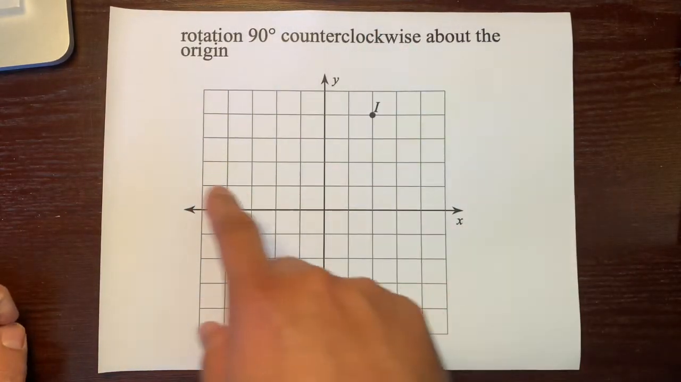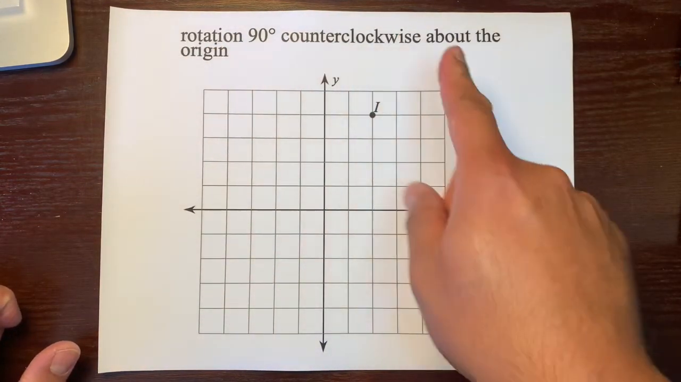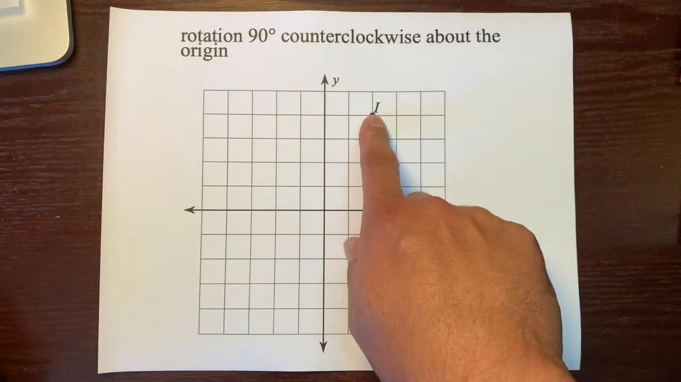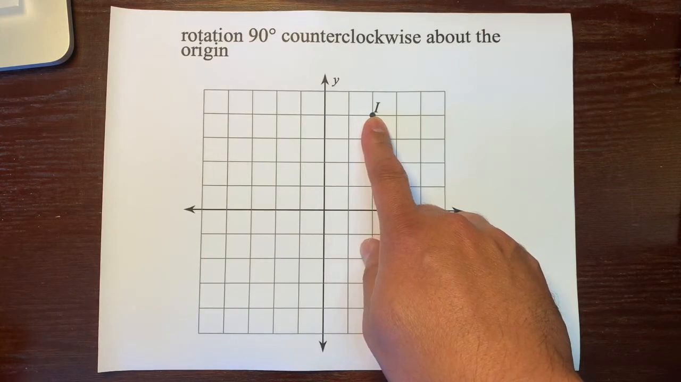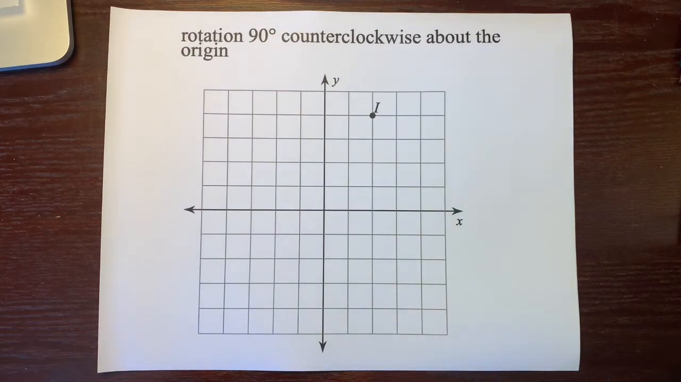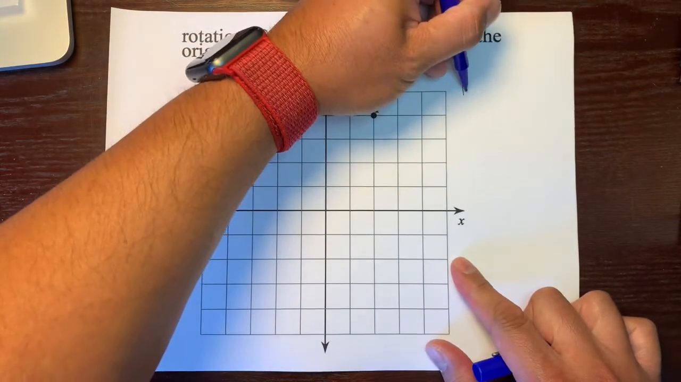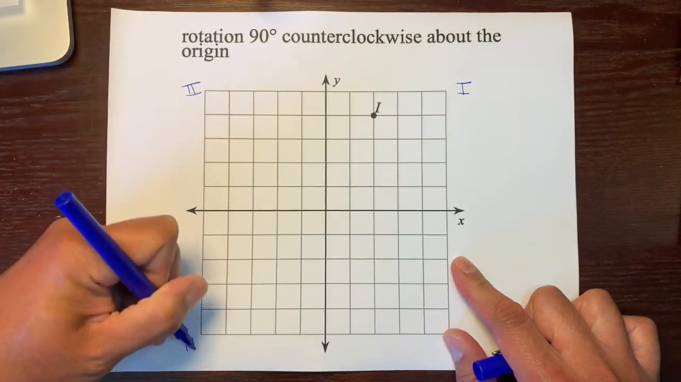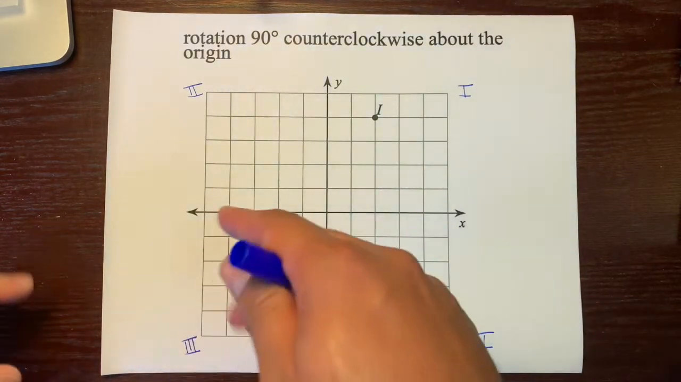Let's read the instructions. It says, a rotation of 90 degrees counterclockwise about the origin. Let's try to predict where this eye would end up if we rotate it 90 degrees about the origin. Let's remember from Algebra 1, with a coordinate plane, there are four quadrants. Here's our first quadrant, here is our second quadrant, third quadrant, and fourth quadrant.